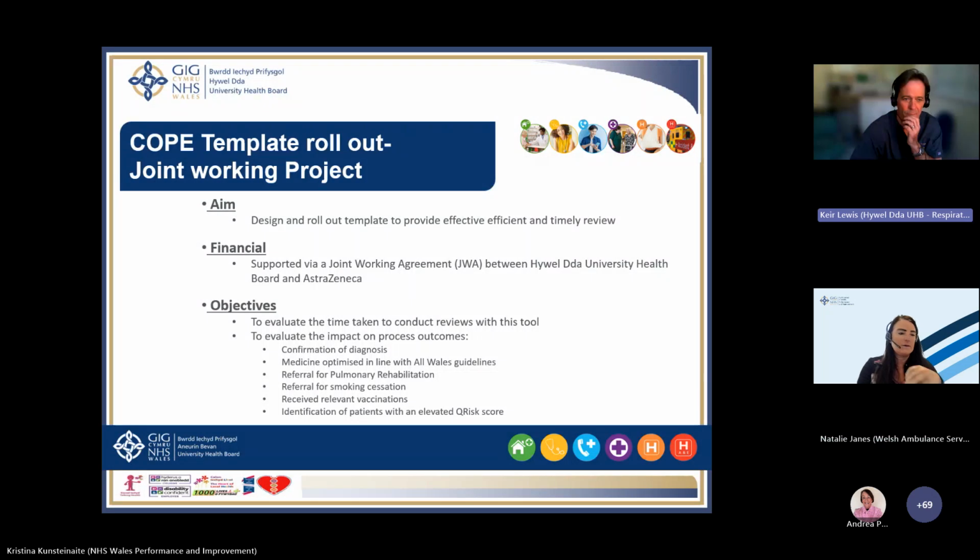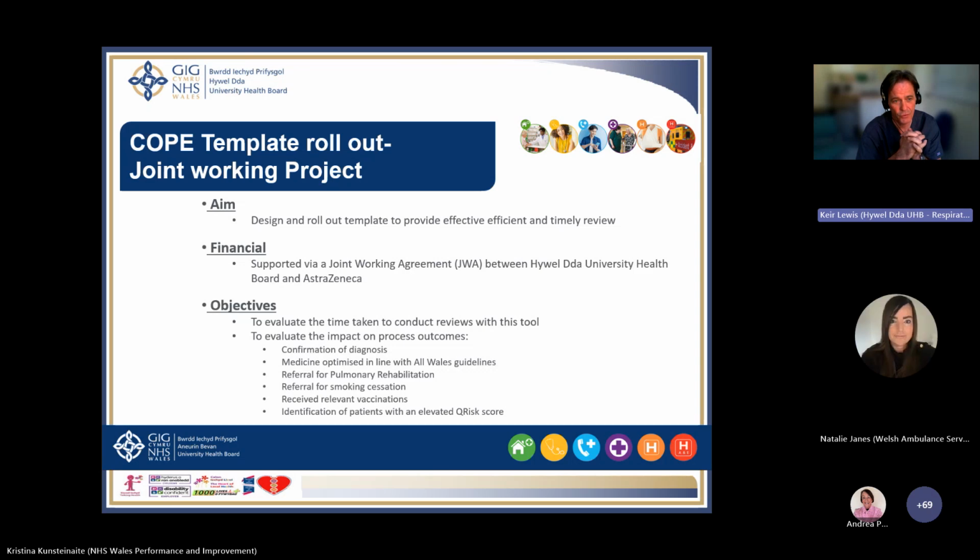So thank you. So Natalie tweaked it, and then we wanted to try and roll it out. And this is really trying to build on an electronic template. We had a joint working arrangement with AstraZeneca, and we pushed this through something called a TriTac, where we evaluated the impact. So we wanted to just roll this out at scale, see if it's feasible at scale, not just across 3 rural practices in Hywel Dda, and also not just look at cost savings over the first year, but look at the impact on patients.